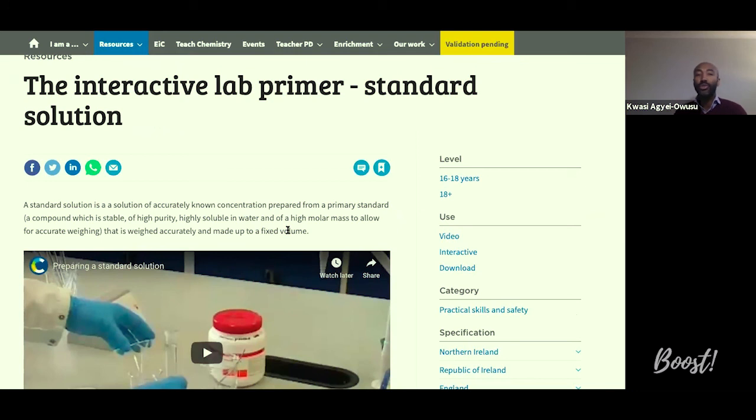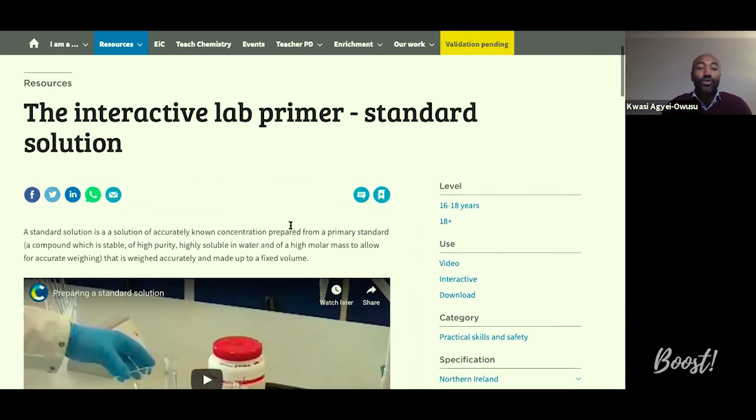Of course, a standard solution is one whose concentration is known very accurately. And to make the standard solution, you'll often need a solid that is very soluble in water, that has a very large MR, because this makes weighing it more accurate. You reduce the inaccuracies in weighing. And so your solid must also be quite resistant to decomposing. It must be a robust solid for using in your standard solution.